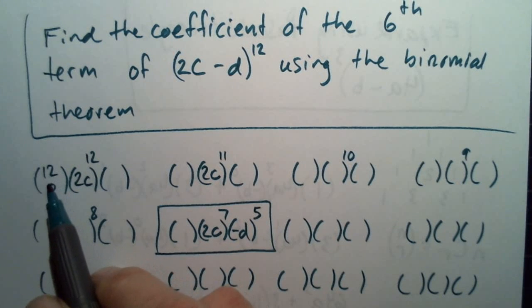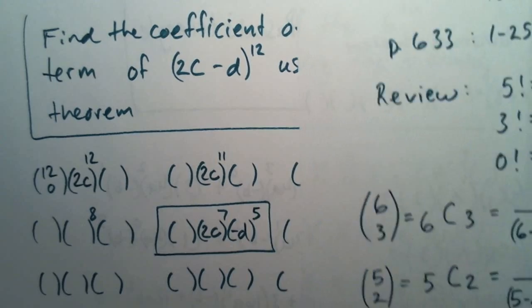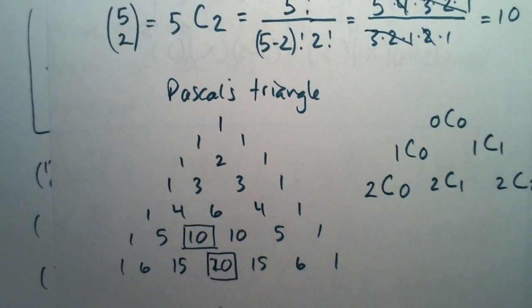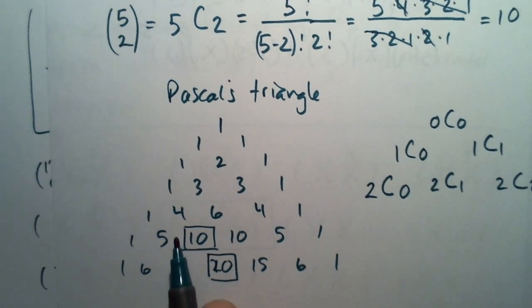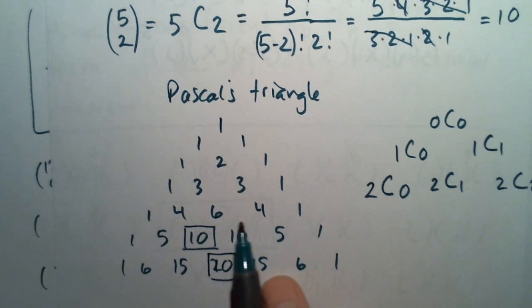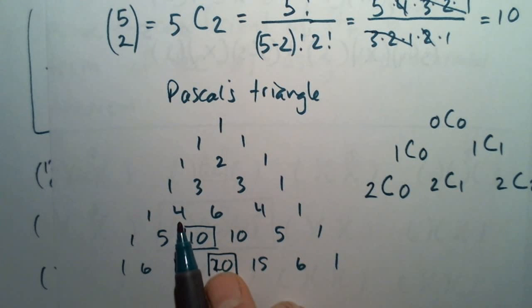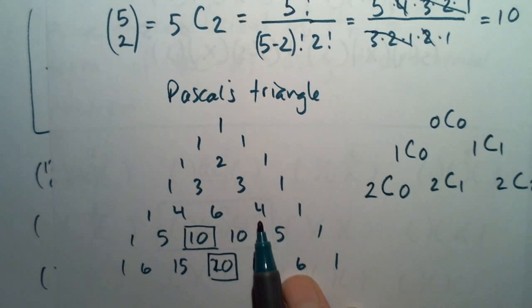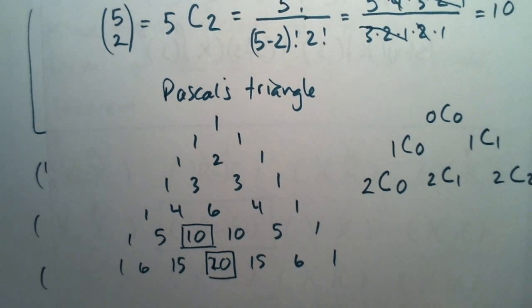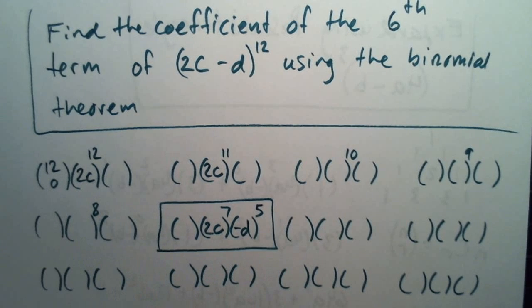It doesn't matter if you start with 12 choose 0 or 12 choose 12. Because of the symmetry of Pascal's triangle, when you look at Pascal's triangle, if you say, here we have 1, 2, 3, 4, this is 4 choose 0 and 4 choose 4, 4 choose 1, and 4 choose 3. They're the same. So due to the symmetry, it doesn't matter if you start with 12 choose 0 or 12 choose 12.